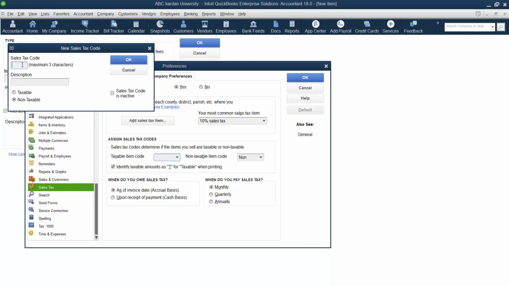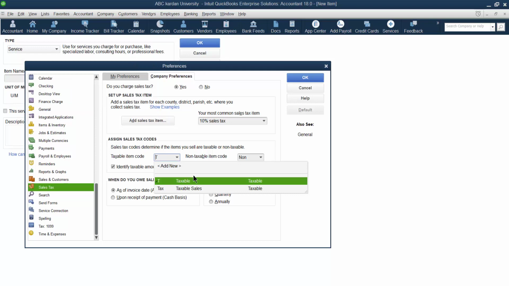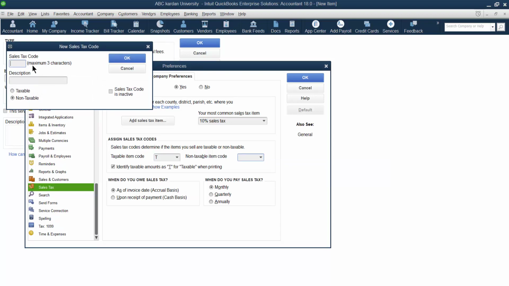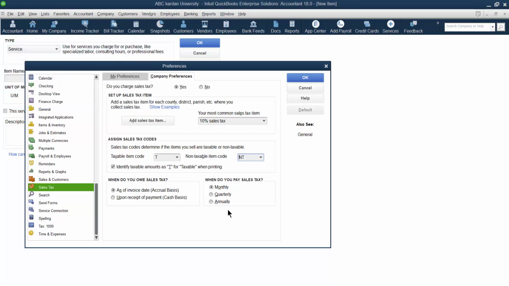For example, mention T only. T stands for taxable. Now one code has appeared. Then for non-taxable, if you think NON is not fair, you can mention your own, for example, NT. NT stands for non-taxable. These are the codes which I have given here.